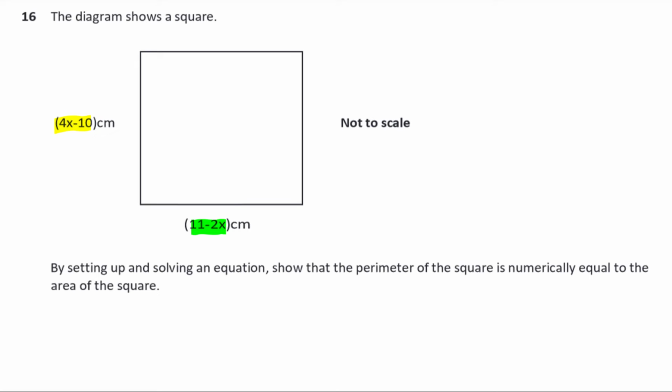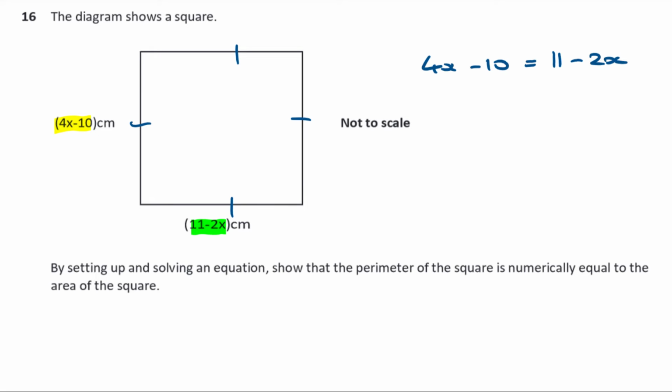Now it's a square, so all the sides are the same, which means this side is equal to this side, it's equal to this side, it's equal to this side. And that means if all the sides are equal, then it must mean that 4x minus 10, the left-hand side there, look, is equal to the 11 minus 2x side. They must be identical, even if they look different. Okay, so if they're the same, I can say 4x minus 10 is equal to 11 minus 2x, and now I can solve for x, can't I?